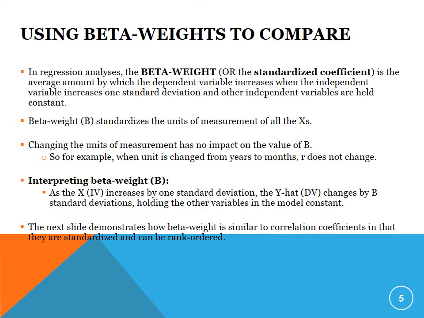So the next slide demonstrates how beta weight is similar to correlation coefficients in that they are standardized. And so we can actually rank beta weights, whereas we can't do that for regression coefficients.